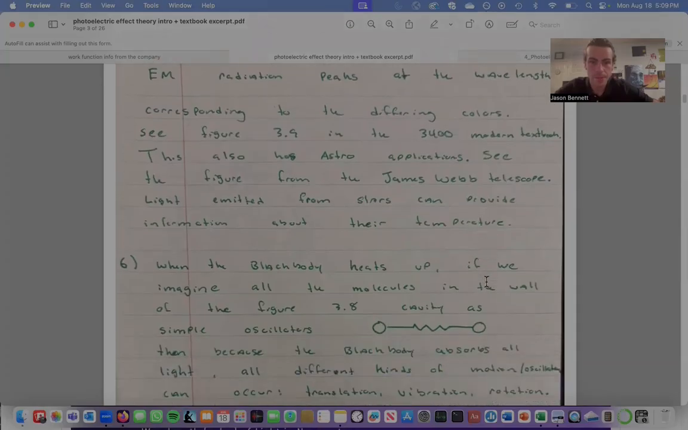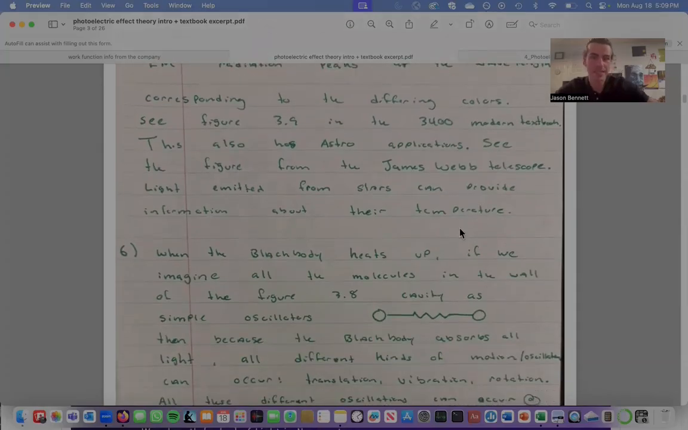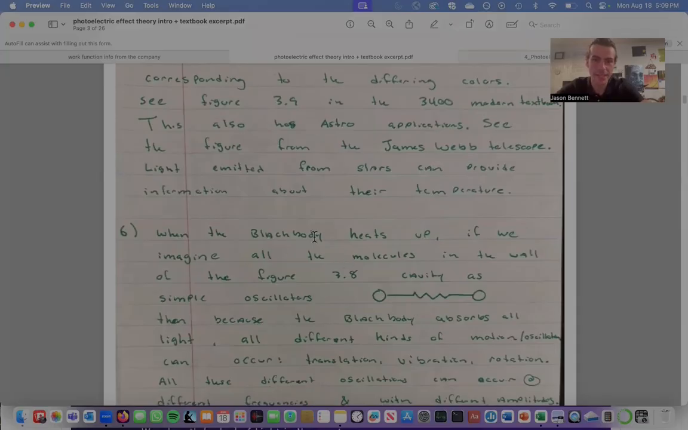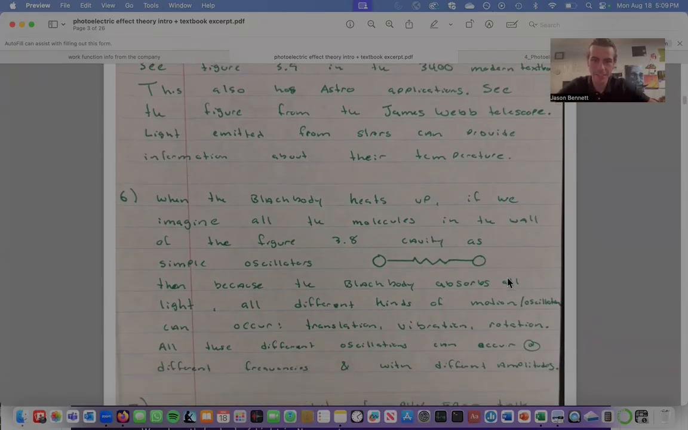Okay, so here's where the UV catastrophe arises. If we imagine that as this black body heats up, if we think about the wall, like that cavity, the light goes in and kind of bounces around. If we think about the wall, the thing that's absorbing that energy, as just a bunch of oscillators, like masses and springs, the bed spring model of matter, then as it absorbs all the different types of light, right? Light is just complete.